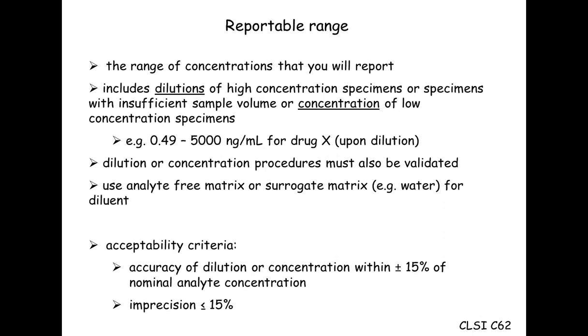So in order to dilute the samples, you obviously need a diluent, and so you could use analyte-free matrix if you can find that, or some kind of surrogate matrix, for example, water, and it's water that we use mostly in our lab. And the acceptability criteria are that the accuracy of the dilution or concentration should be within plus or minus 15% of the nominal analyte concentration, and the imprecision should be less than 15%. So that's why we usually do 5 replicates.